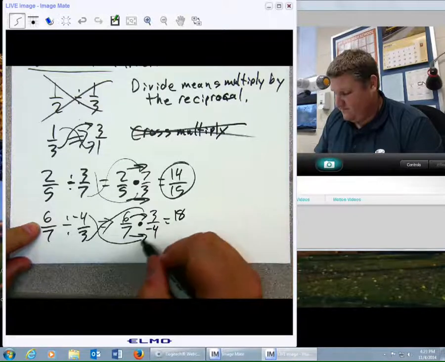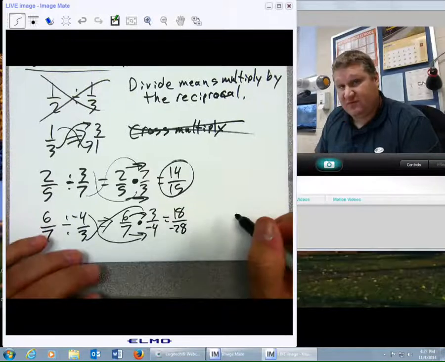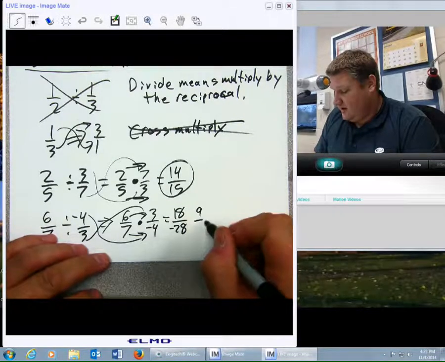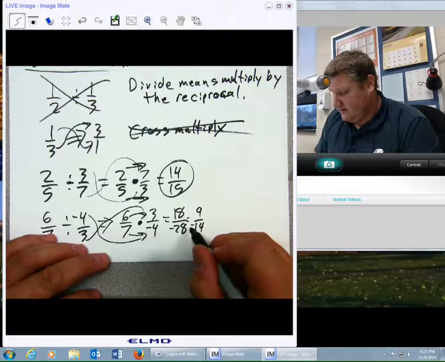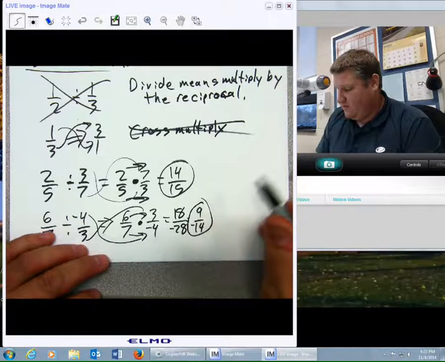4 times negative... 4 times 7, -28. At this point, we can reduce. 9/14. Don't forget that negative that's coming along for the ride. And there we go. That's as low as we can go.